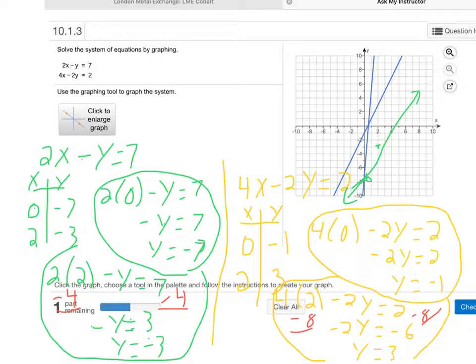0, -1 would be roughly here. And then 2, 3 is going to be over here. And so this one is going like that. So it's a little hard to tell in my picture where they're meeting. The computer would do a nicer job, but it looks to me like they're meeting down here somewhere.